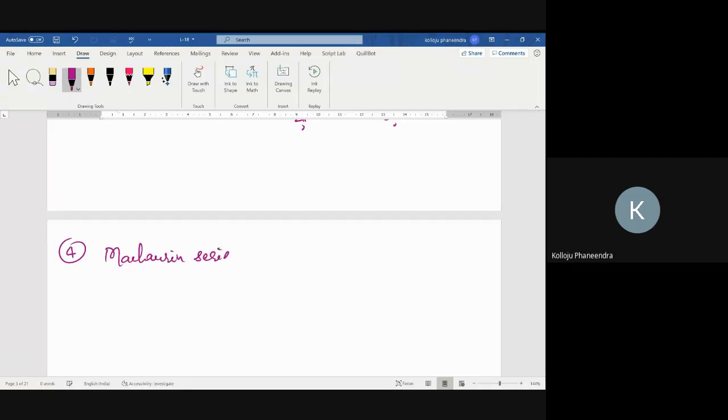Maclaurin series. What is this Taylor series? Taylor series about what point? About x equal to 0 is called Maclaurin series.